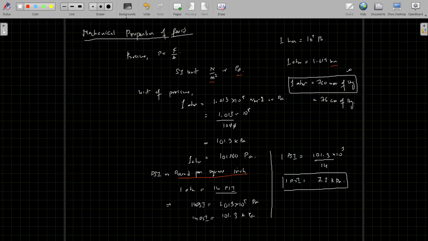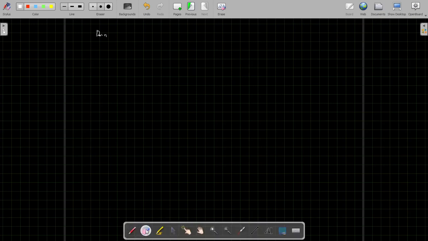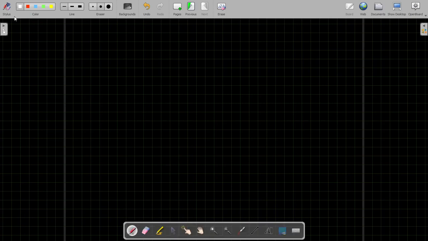Similarly, now let us see density. What is density? We'll see the density of some materials which are very useful for us. So density, as you know, is mass per unit volume. So its SI unit would be what?